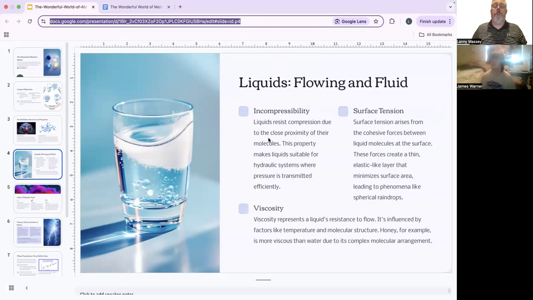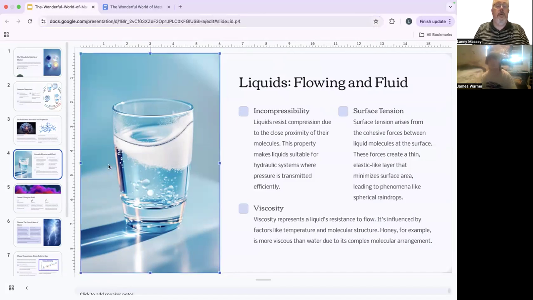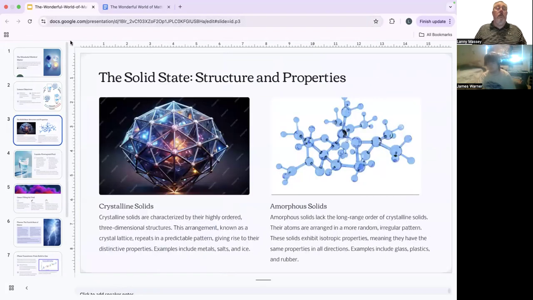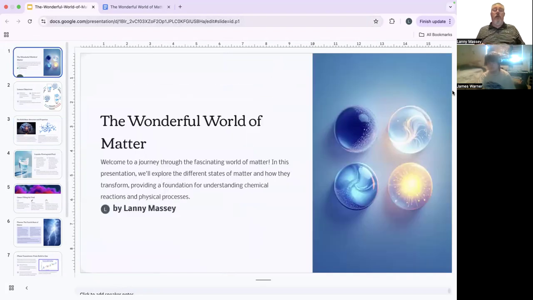All right. So with that said, let's go ahead and get started today with our presentation. So today we're going to start talking a little bit about the wonderful world of matter. And in particular, right now, we're just going to talk about the different phases of matter.